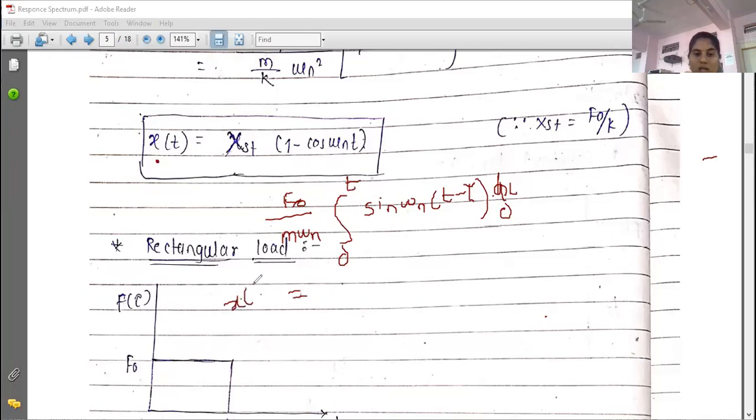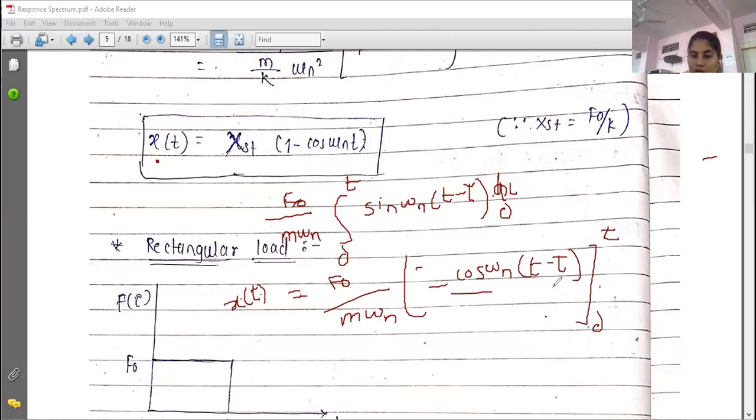So you can see here that x of t will be equal to f naught upon m omega n. The derivative of sine we already know, that is the cos of omega n into t minus tau. The limit is from 0 to t, and omega n divided by omega n, because in the derivative there is a multiplication by that coefficient, but in the integration there is a division, that coefficient will be at the denominator side.